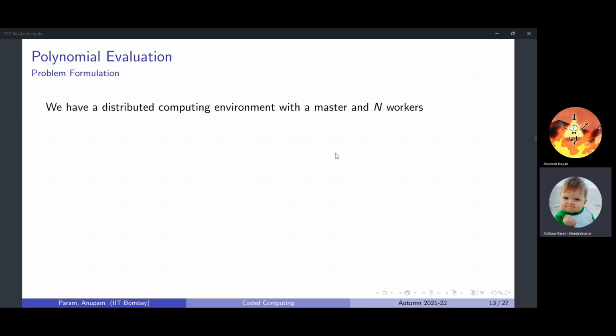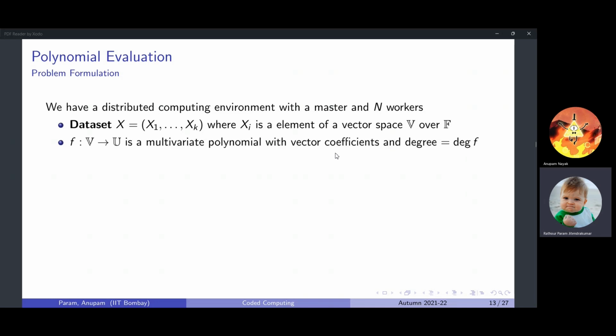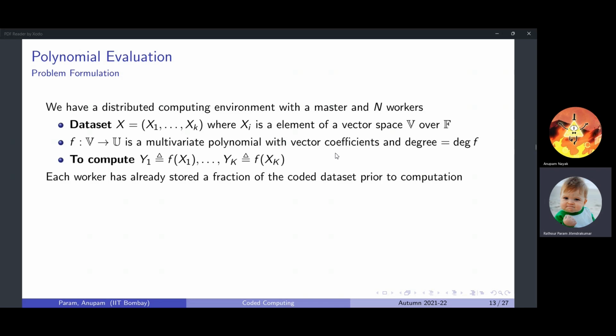So till now we have seen the problem of matrix multiplication. Now we will go beyond matrix algebra and see the problem of polynomial evaluation. We have a distributed computing environment with a master and n workers. We have a data set x1 to xk, where every element is an element of some vector space over some field. And we have a multivariate polynomial f with vector coefficients and degree denoted by degree f. Our goal is to compute y1 to yk, which is f of x1 to xk.